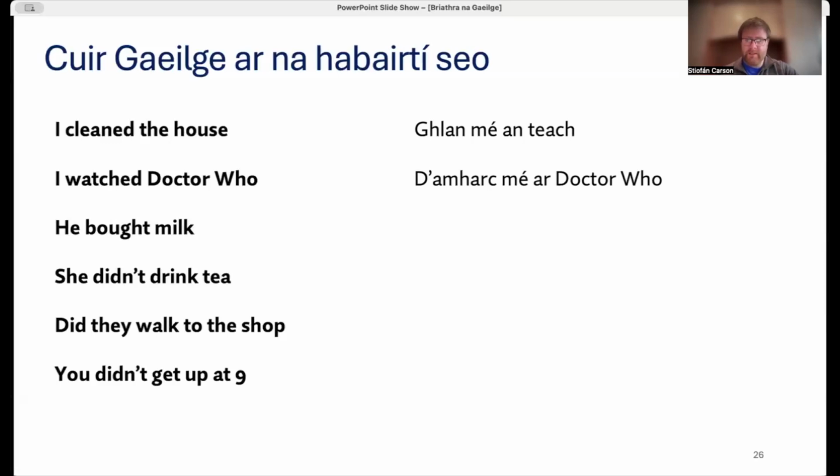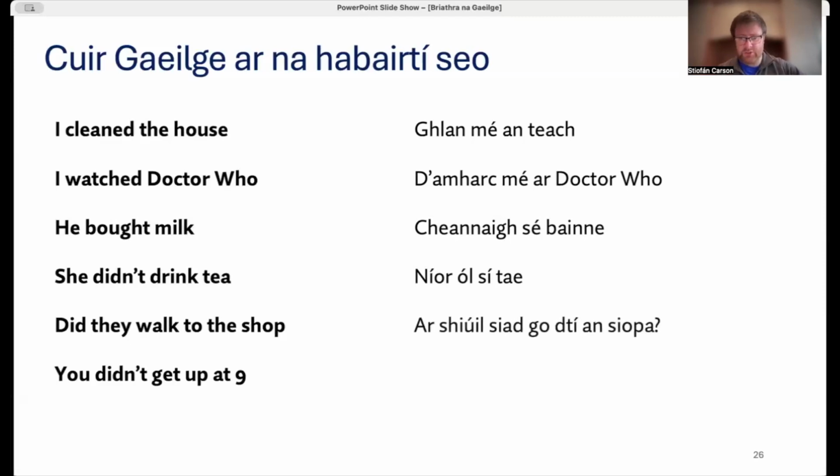He bought milk: Cheannaigh sé bainne. She didn't drink tea: Níor ól sí tae. Did they walk to the shop? Ar shiúil siad go dtí an siopa? You didn't get up at 9: Níor éirigh tú ar a naoi.